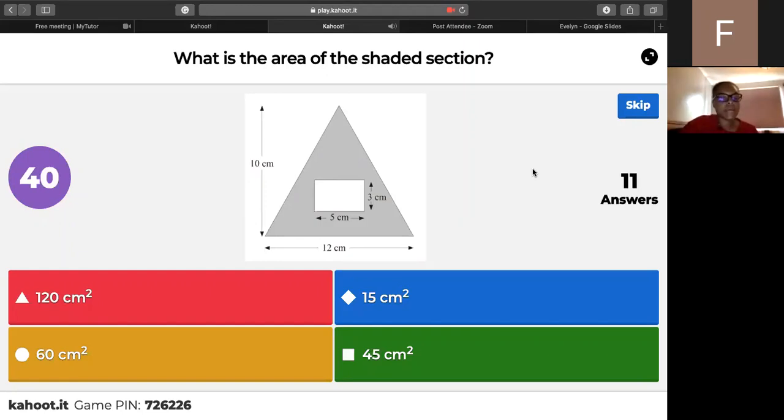So remember your area for a triangle, remember your area for a rectangle, and then what would you do once you've worked out those?